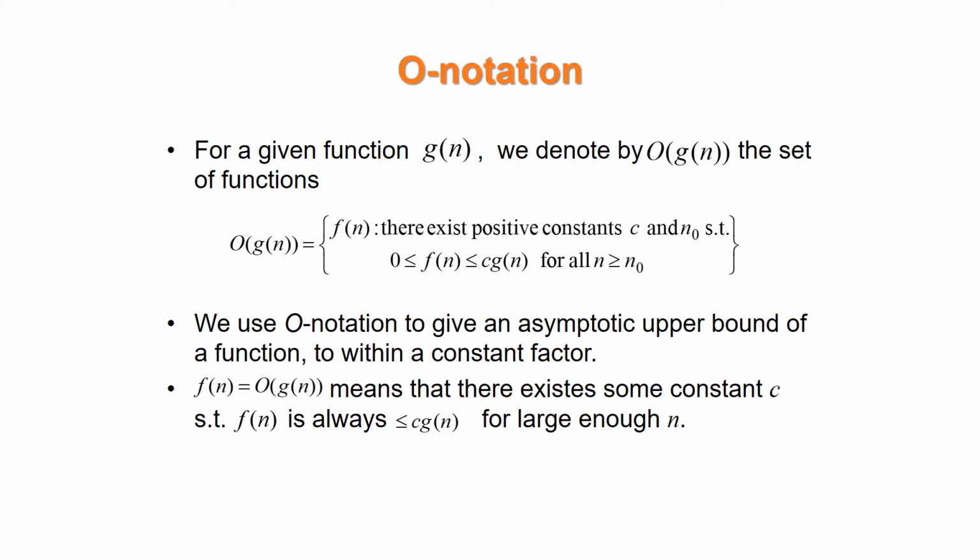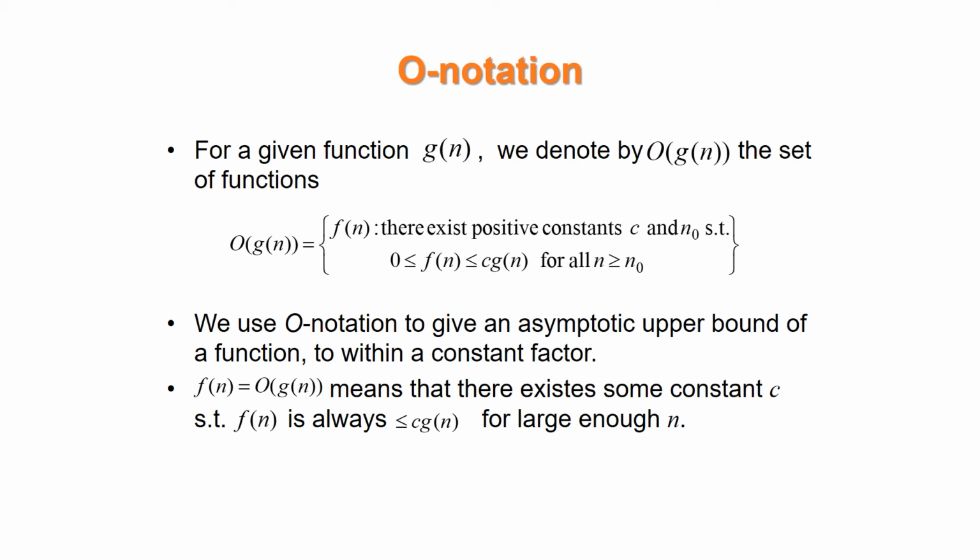O notation. For a given function g of n, denoted by O of g of n, the set of functions O of g of n is defined by: f of n such that there exist positive constants c and n naught such that f of n is less than or equal to c g of n and greater than or equal to 0 for all n greater than or equal to n naught.